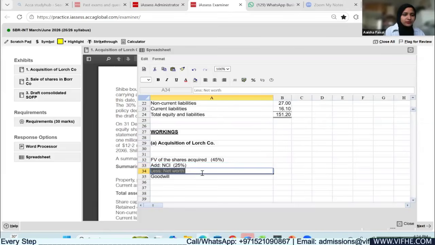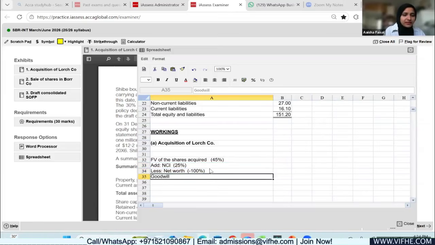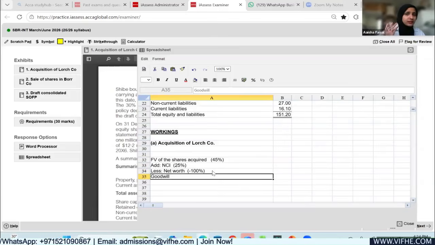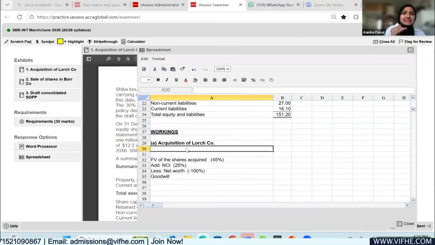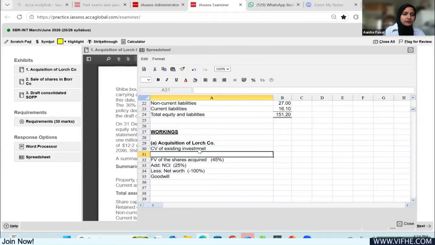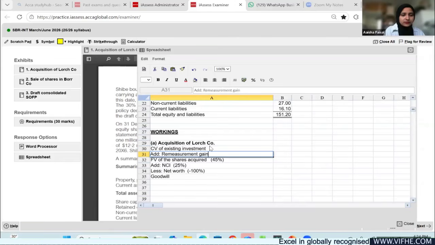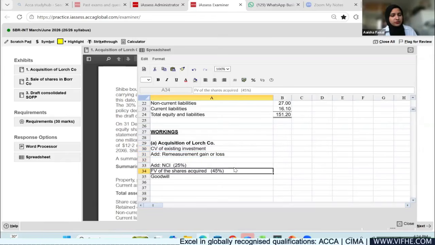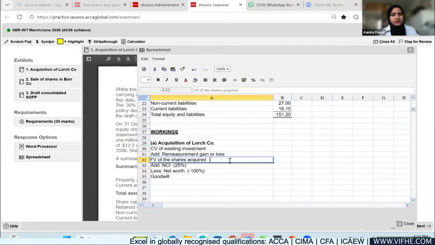So when I remove net worth, try to understand what I'm saying. You're comparing 75% with 100%. It's not a like to like comparison. So what is there for that like to like comparison? Your existing investment. You have to compare also with the existing investment. So carrying value of existing investment, add remeasurement gain or loss. So this together will form that remaining 25%. Okay, so I'm just going to remove these percentages because they were just there as an indication for you all.